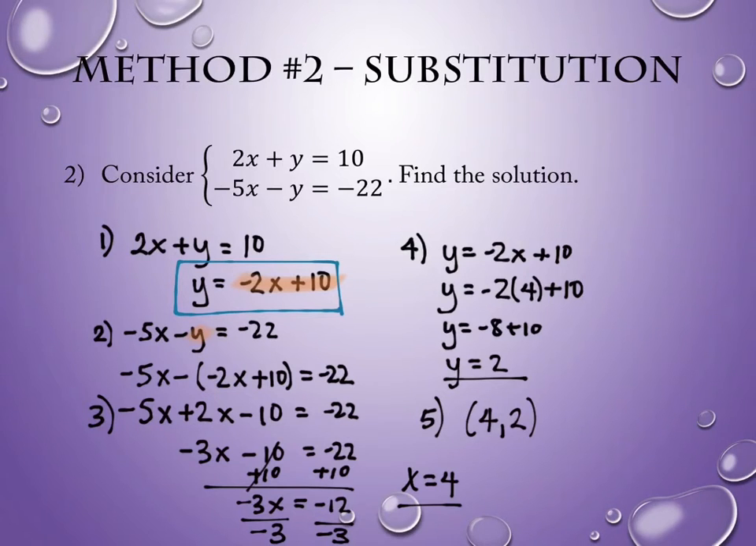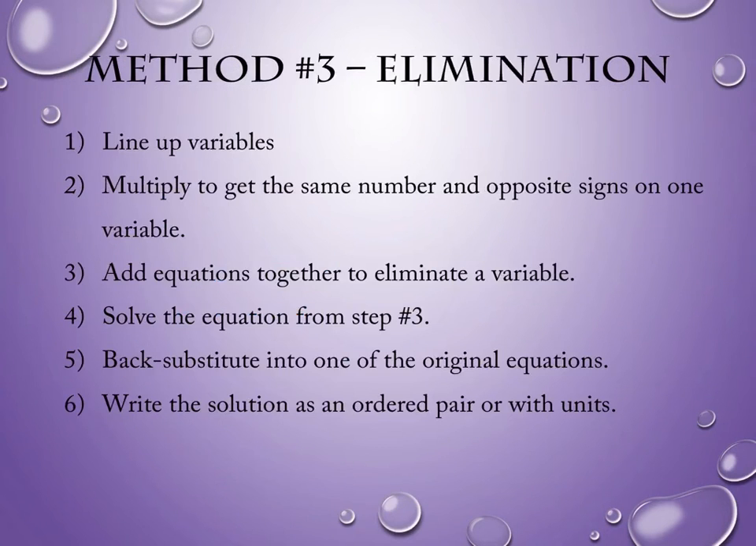Okay. Our last method is called elimination. And elimination eliminates a variable. Sometimes this is actually called the addition method as well. Our college algebra textbook that just a straight college algebra class would use calls this the addition method. Most books call it elimination.